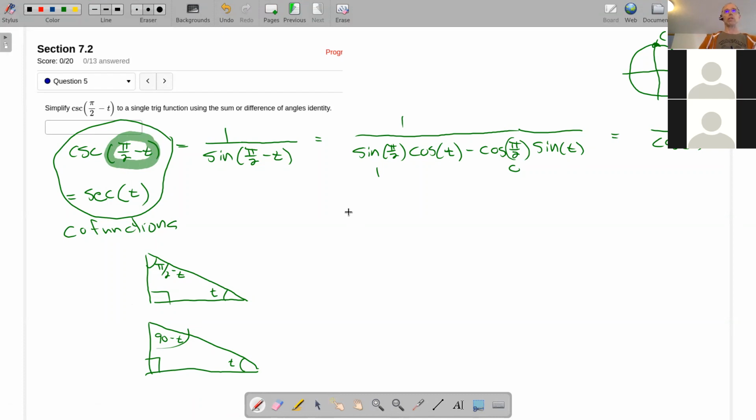So if somebody told me they had the tangent of pi over 2 minus t, that's going to have to be equal to the cotangent of just t. Switching sides of the triangle switches to the cofunction. The tangent's cofunction is cotangent. The cotangent's cofunction is tangent. Right? So another cute version of that.